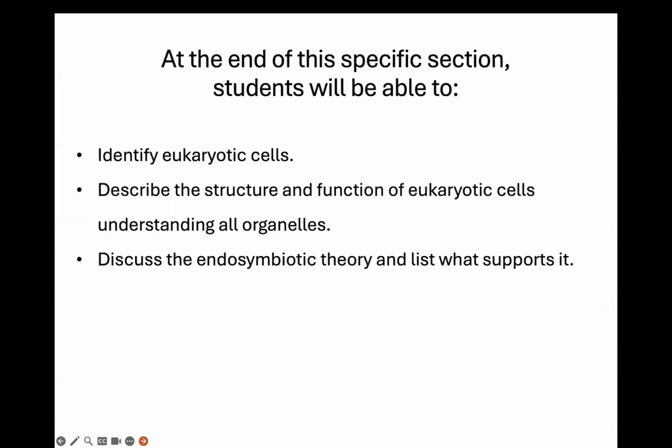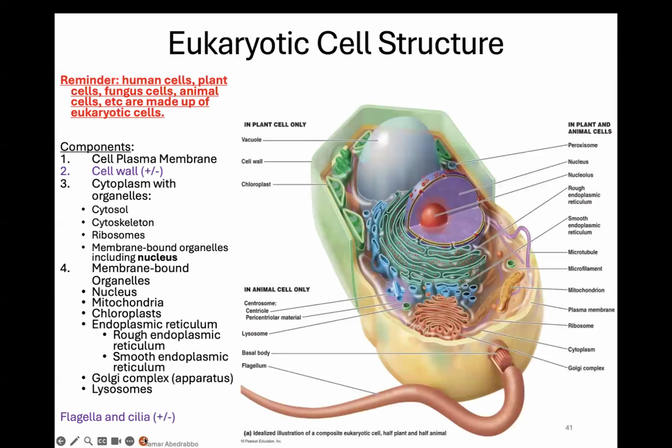So by the end of this section, you'll be able to identify eukaryotic cells. You'll be able to understand all the organelles and their functions in eukaryotic cells. And you'll be able to understand something called the endosymbiotic theory, which has to do with cell formation. So, starting off with eukaryotic cell structures.